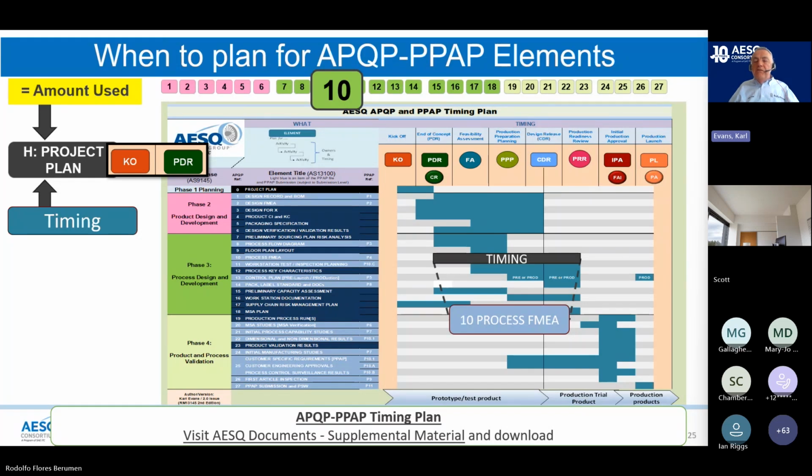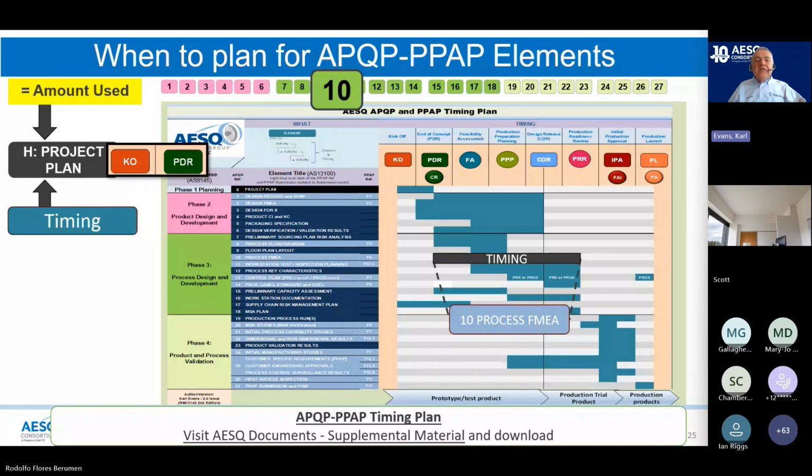Today is not about giving you the ins and outs and detail in regard to this document, but really making sure that you're aware that this is available. We've talked about the application matrix. They help you decide which of these elements to use. This makes it really clear when you would use these elements, start to finish.